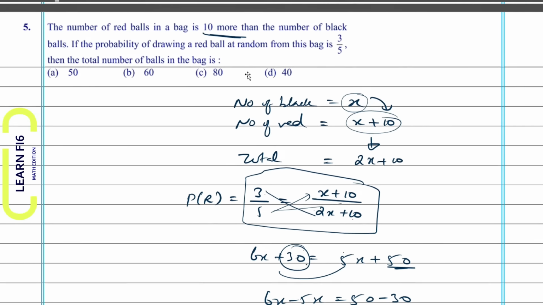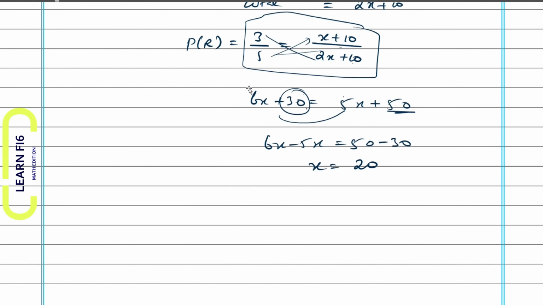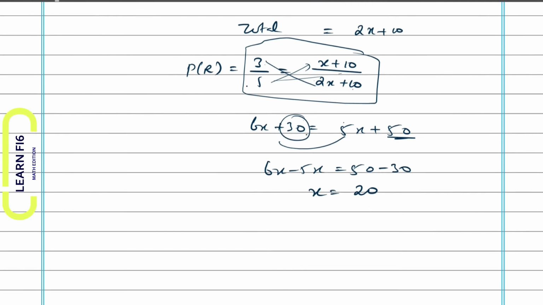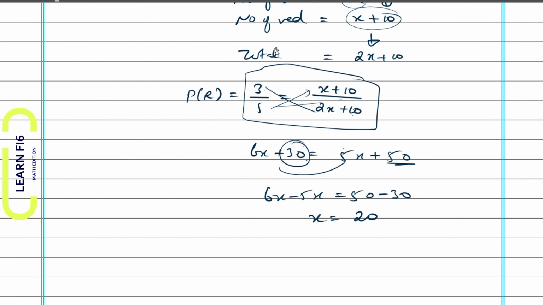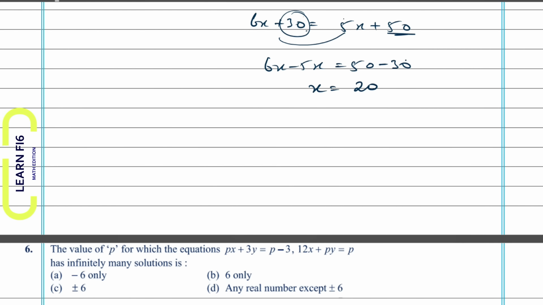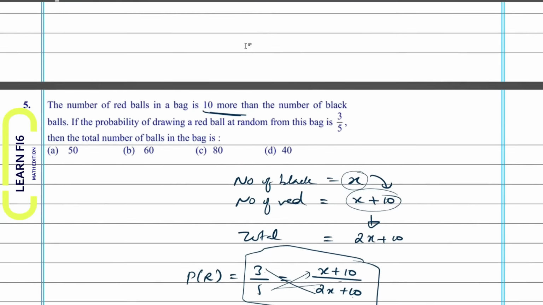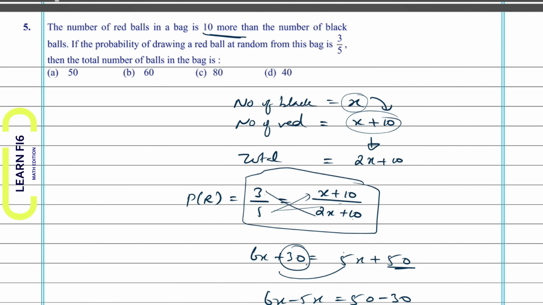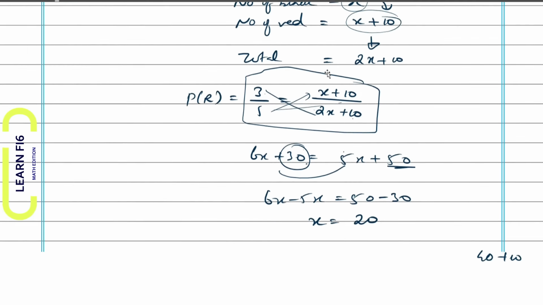The actual question is we have to find the total number of balls in the bag. So we already saw the expression which gives the total number of balls, that is equal to 2x plus 10. So instead of x, we just have to replace that with 20. So 2 into 20 plus 10, we will get 40 plus 10, that is 50. The answer is 50, option A.